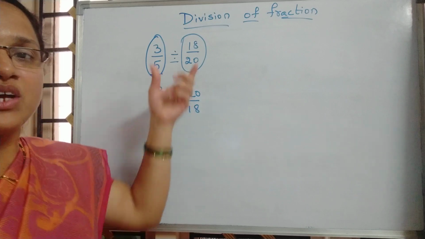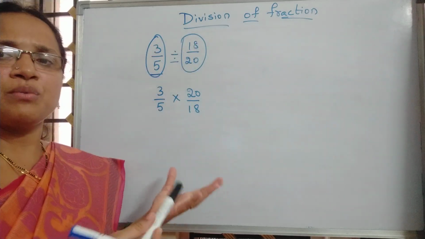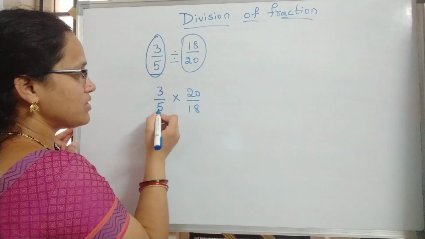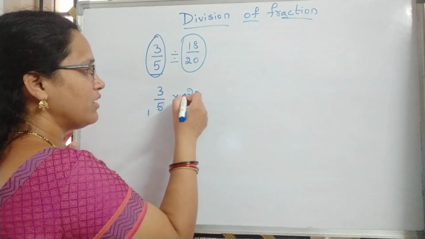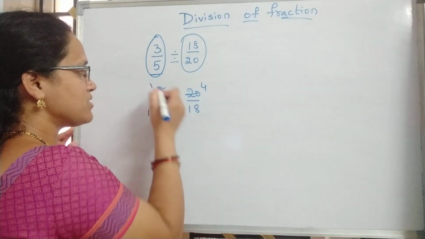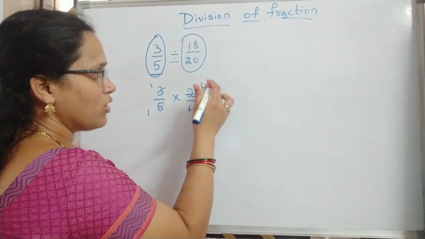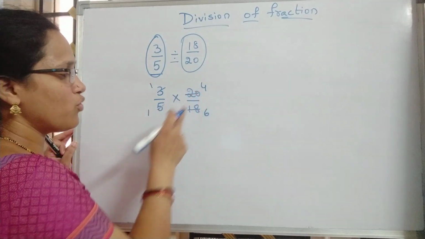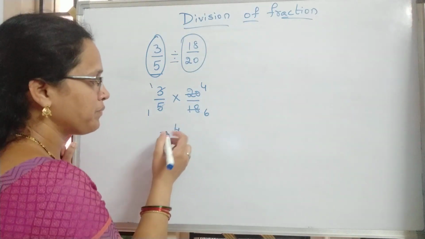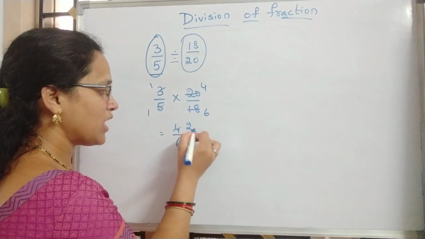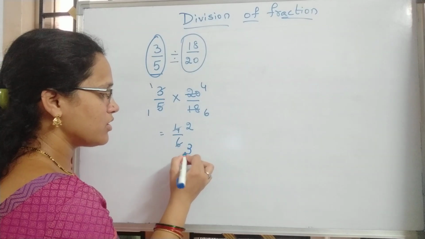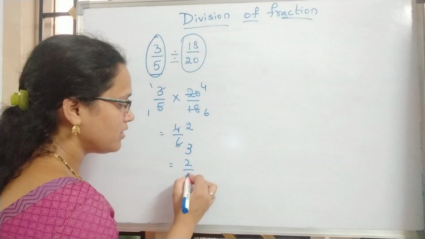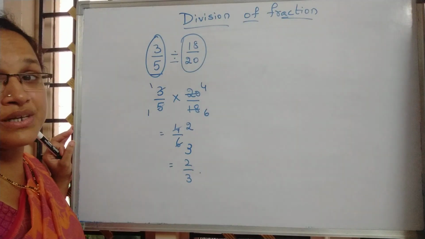Now I have converted my question of division into multiplication. From here onwards, I follow the same method, where 5 cannot be cancelled with this, but it can be cancelled. So 5 ones are 5, 5 fours are 20, 3 ones are 3, 3 sixes are 18. Now 4 and 6 remain, because 1 times 4 is 4 and 1 times 6 is 6. Here in the 2 table, if you cancel, it will cancel for 2 times and 3 times. So it becomes 2 by 3, which is the simplest form.